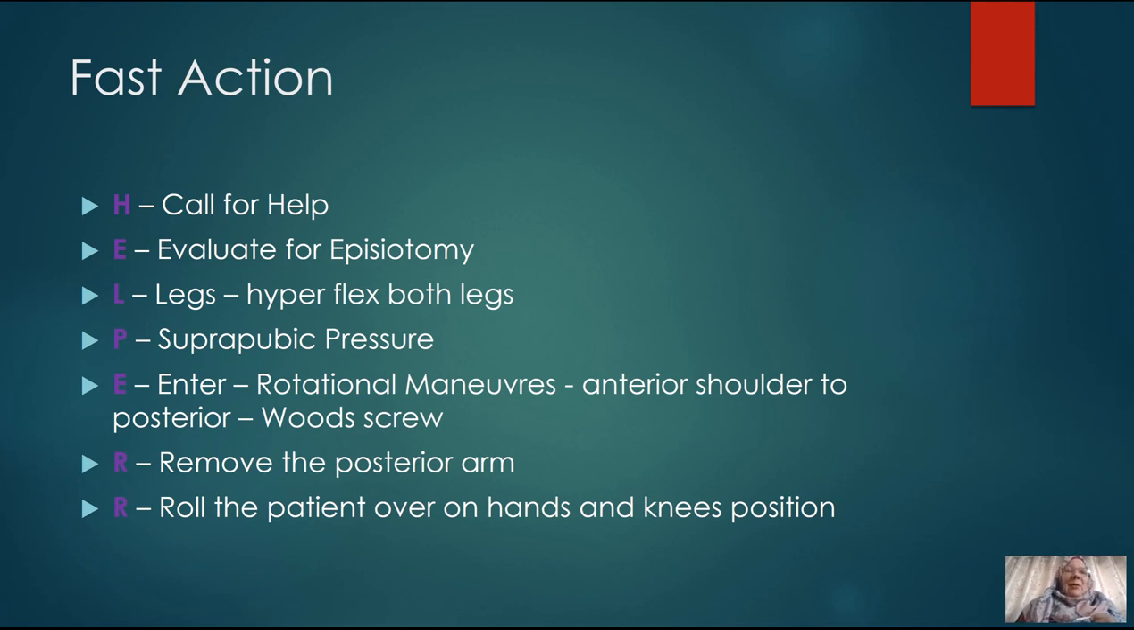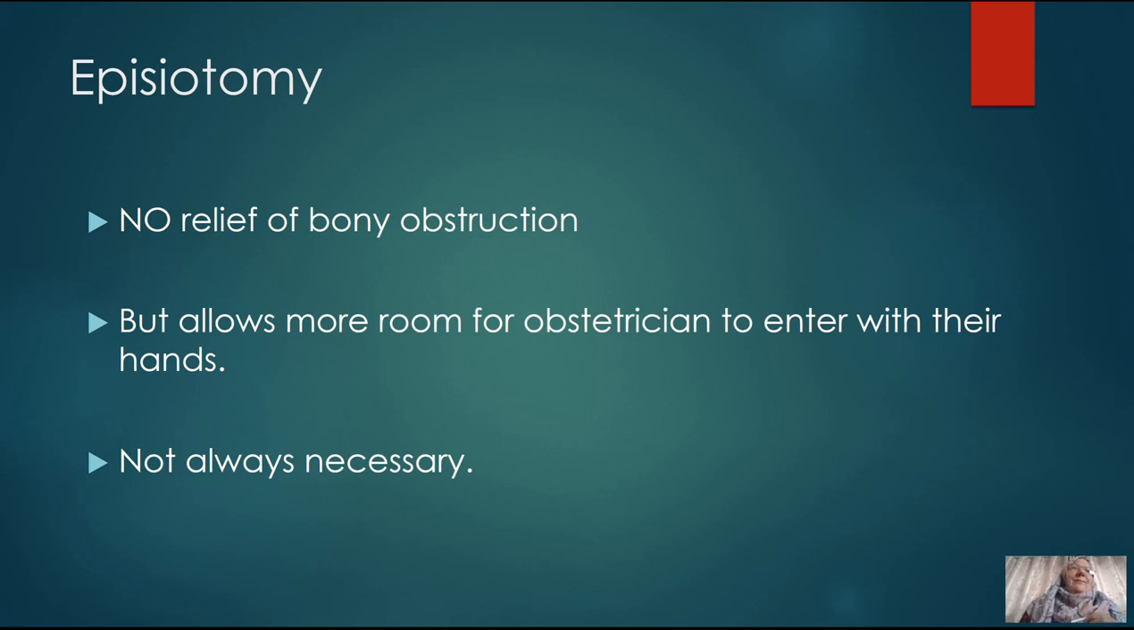At the same time, you have to tell the patient, stop pushing, no pushing now. Then you do suprapubic pressure, and we're going to talk about this. Following this, the E is for enter different rotational maneuvers, and we're going to talk about that. If this did not work, you have to remove the posterior arm or roll the patient over, and we're going to talk about each step in the following of this presentation.